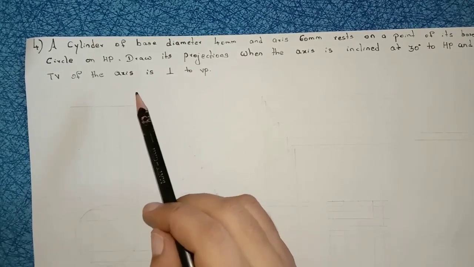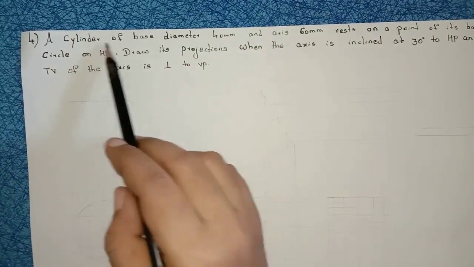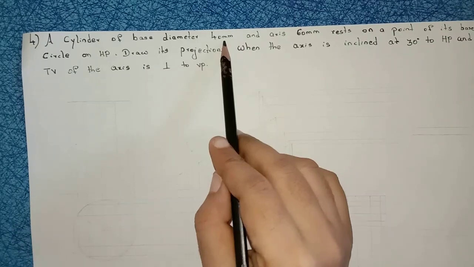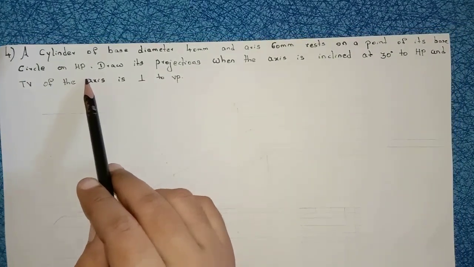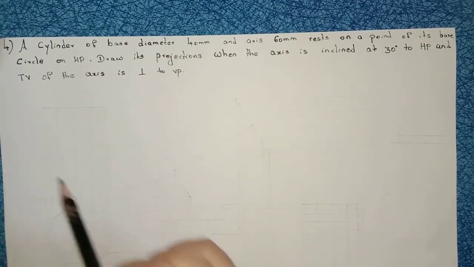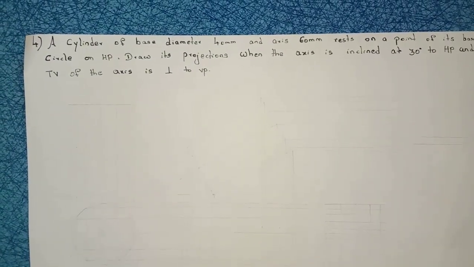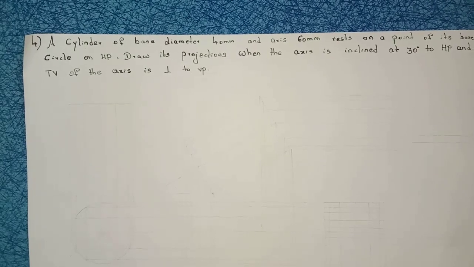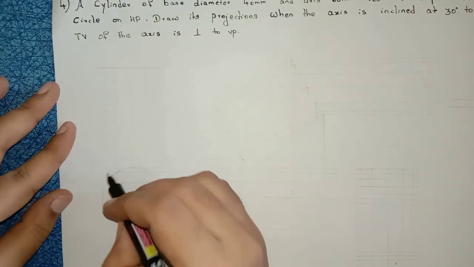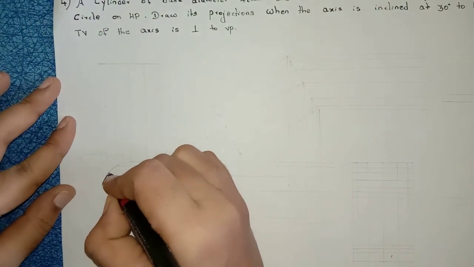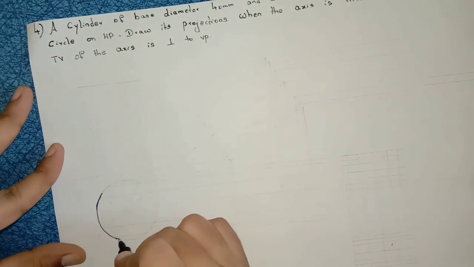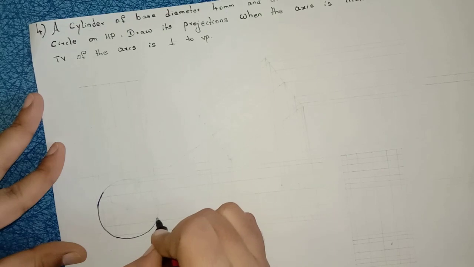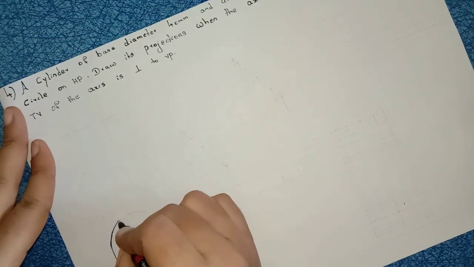Cylinder means you have to construct the circle. Circle diameter is 40 mm. We have to construct the circle on HP. Condition is base circle on HP. That means you have to construct the circle on HP, right? So anyway I constructed here, I am drawing again. I took the circle diameter here 40 mm and I am going to construct the circle in HP.